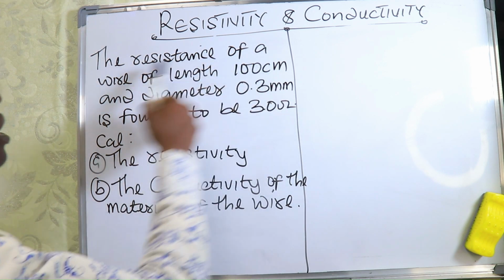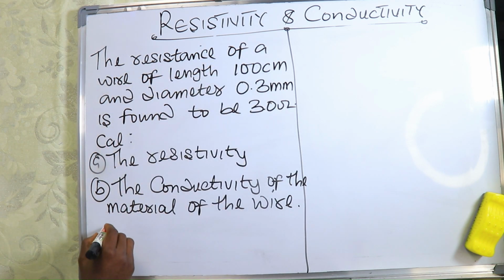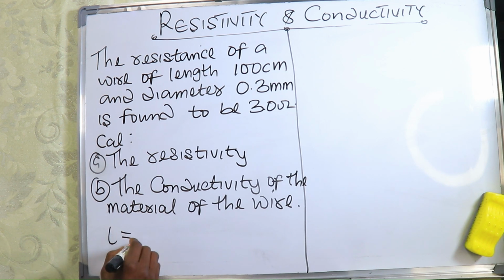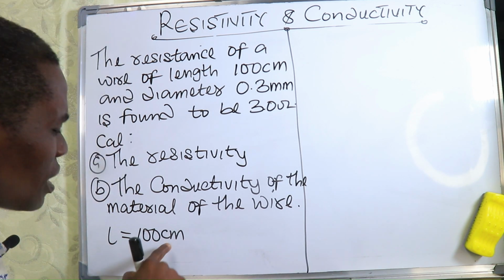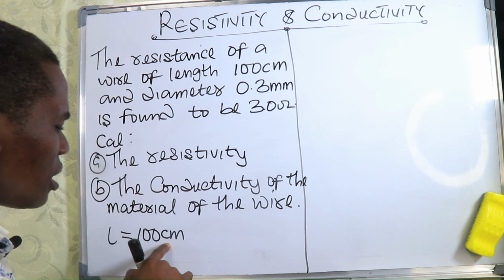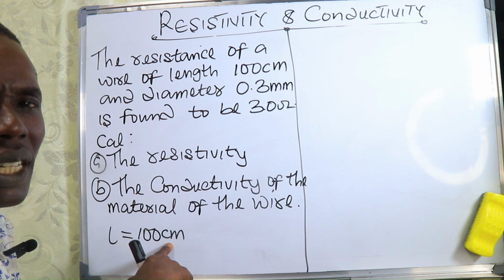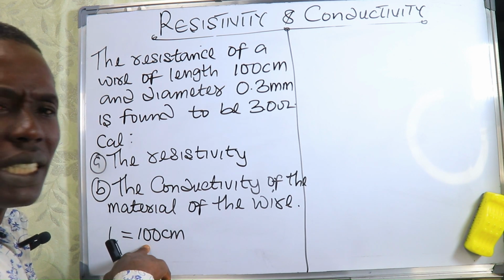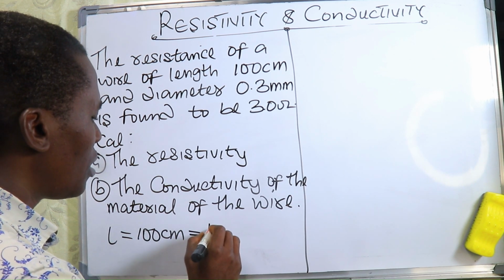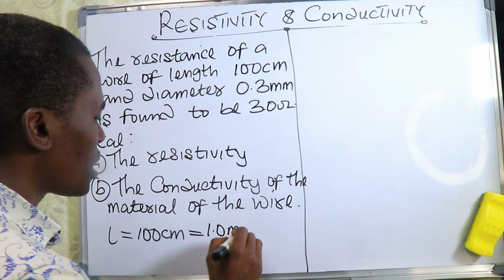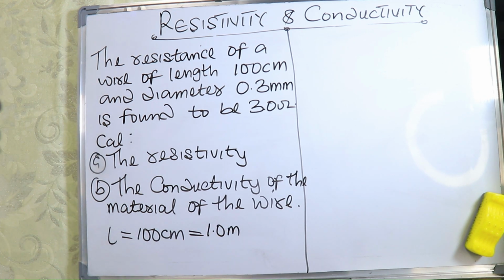They say the resistance of a wire of length, they give us the length, 100 centimeter. Now you remember the unit of length. The standard unit of length is not centimeter, it is meter. So we will convert this centimeter to meter. 100 centimeter makes 1 meter. So it will be 1.0 meter.